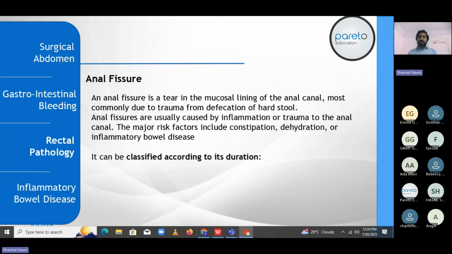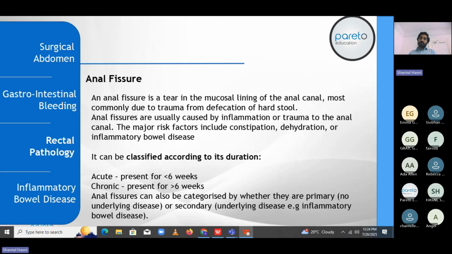Yes. So it's classified according to its duration. If it's more than 6 weeks, it's chronic. If it's less than 6 weeks, it's acute. Acute is usually without any cause, and it should resolve with creams and conservative management. If it's more than 6 weeks, you have to probe further into what's causing it, basically.